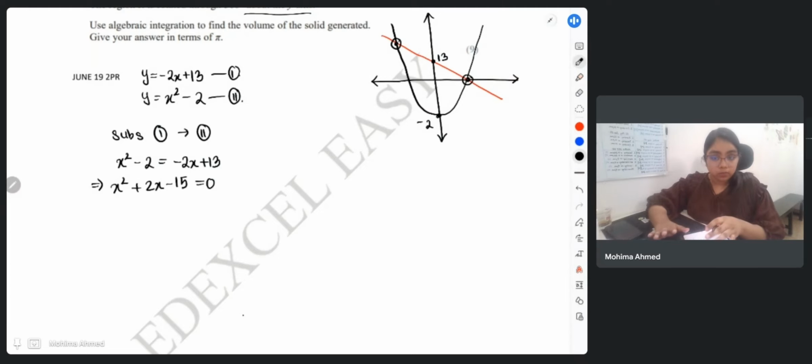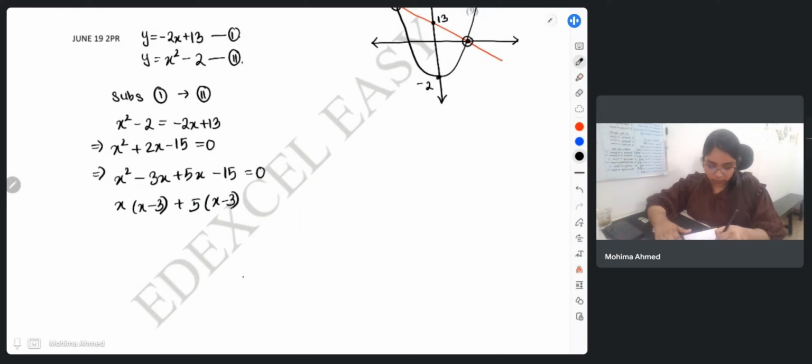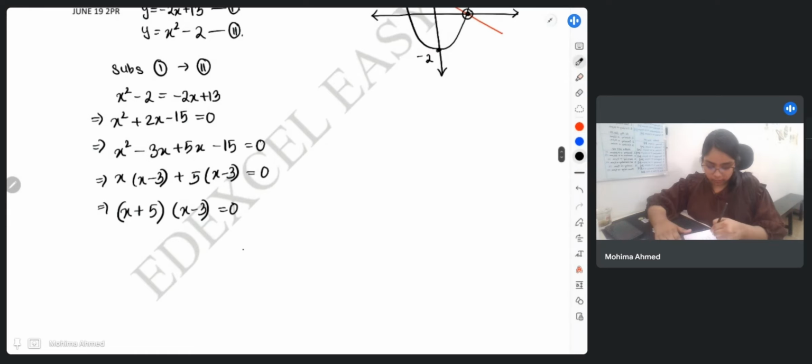Now this is a complete quadratic equation. From this point onwards, you have to do the factorization. So it will be x squared plus 5x minus 3x minus 15 equals 0. So you can take x common, x plus 5, and then minus 3 times x plus 5 equals 0. So x minus 3 and x plus 5 equals 0. Finally, you can write that the coordinates are x equals minus 5 and x equals positive 3.